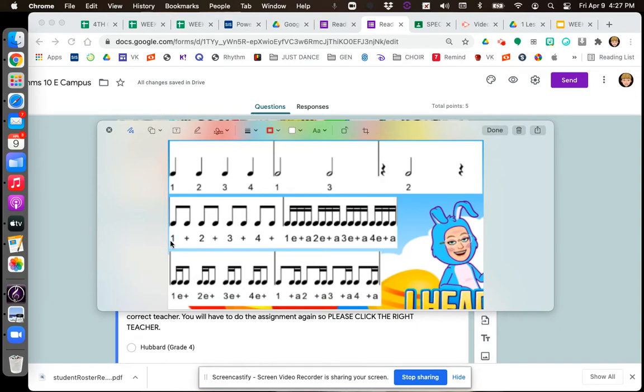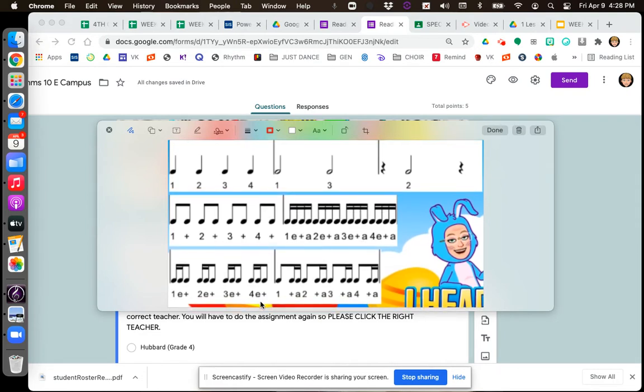So a rest could be there, or maybe a note. Eighth notes, 1 and 2 and 3 and 4 and. And again, our and is represented by a plus sign. So 2 eighth notes that land on the third beat would be called 3 and. 16th notes, if you have 4 in a row, you say 1 and a, 2 and a, 3 and a, 4 and a. So if you have 4 16th notes on the third beat, you would say 3 and a.